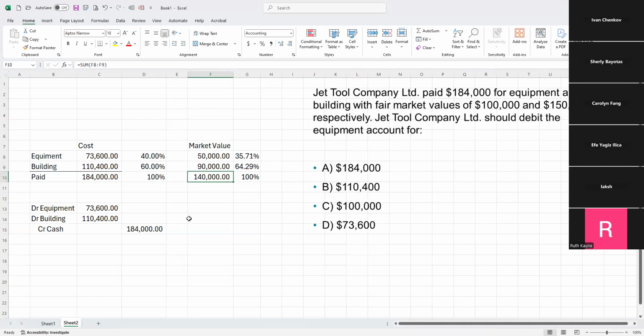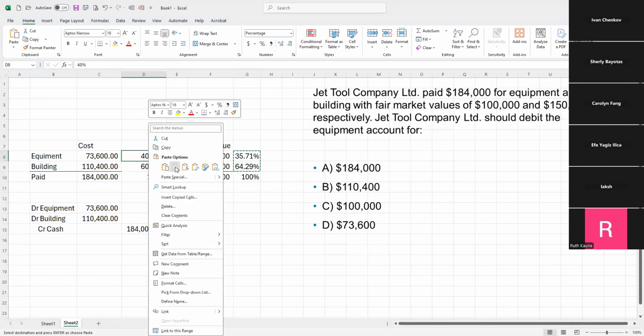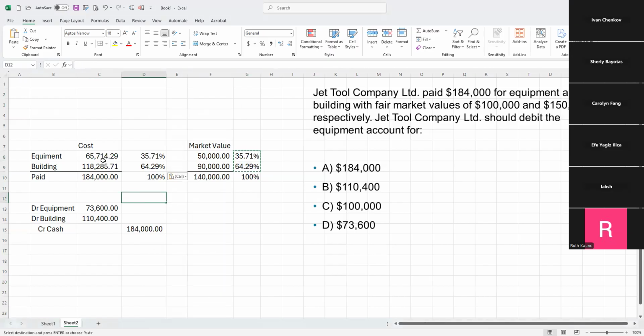Why not? But for academic purposes, we can go either way. The whole point is for you to understand the logic. What the market value will be doesn't matter. But you're going to use the market value to come up with the percentages. That's the whole point here. That's why we're using this market value to come up with the percentage to see how much to assign to the equipment, how much to assign to the building. That's the whole point. Okay, let's go back to the slides and continue with the slides.